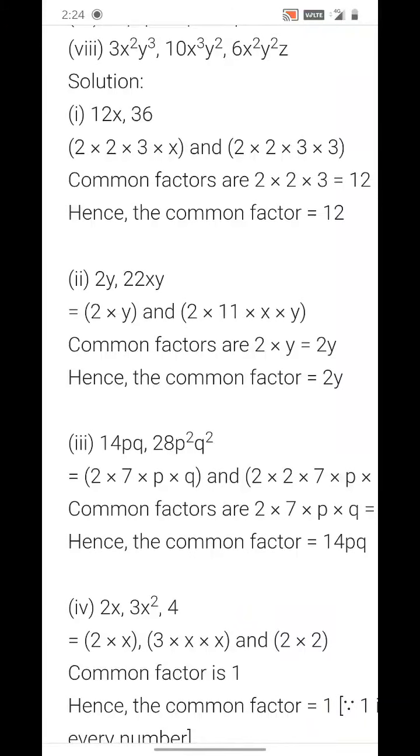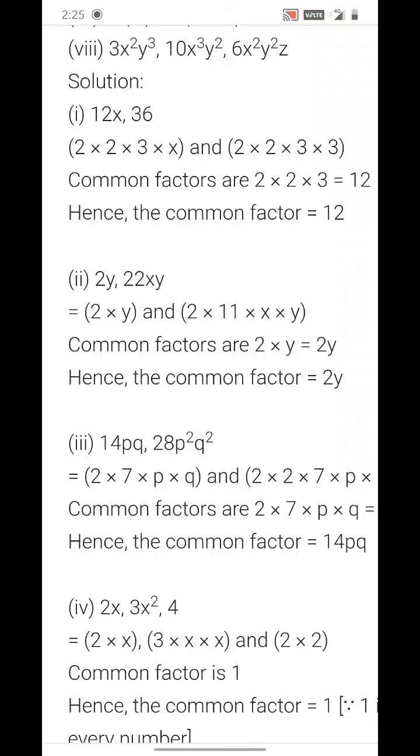2y and 22xy. If the exponent of any variable is 1, you have to keep it like that. So here it is y and 2. What is the prime factorization of 2? 1 and 2. 1 is for everyone, so we can write just 2. And for 22 it is 2 and 11, 2 11s are 22, multiply x multiply y. So what is common? 2 multiply y. These are the common factors.